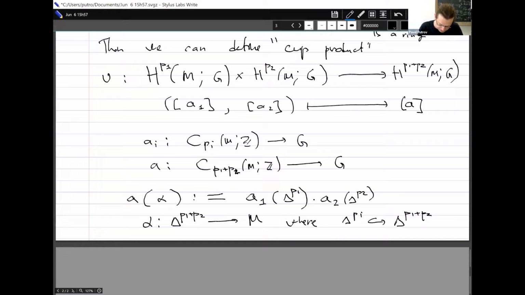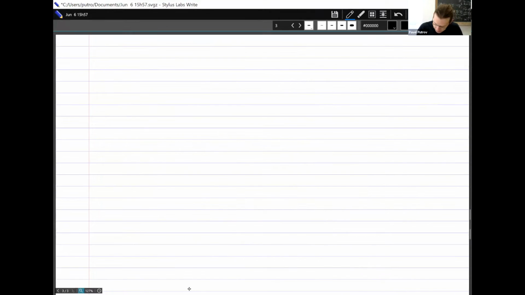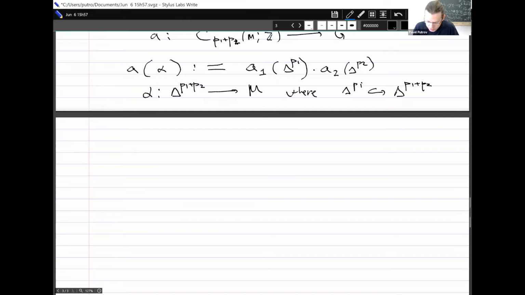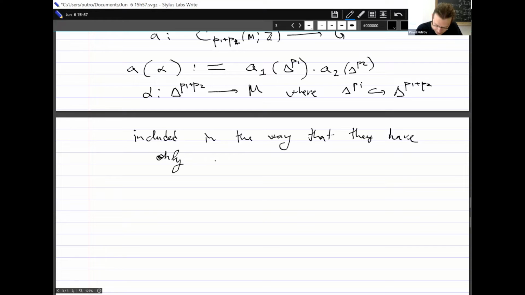Let me explain this. They are included in the way that they have only one common vertex.